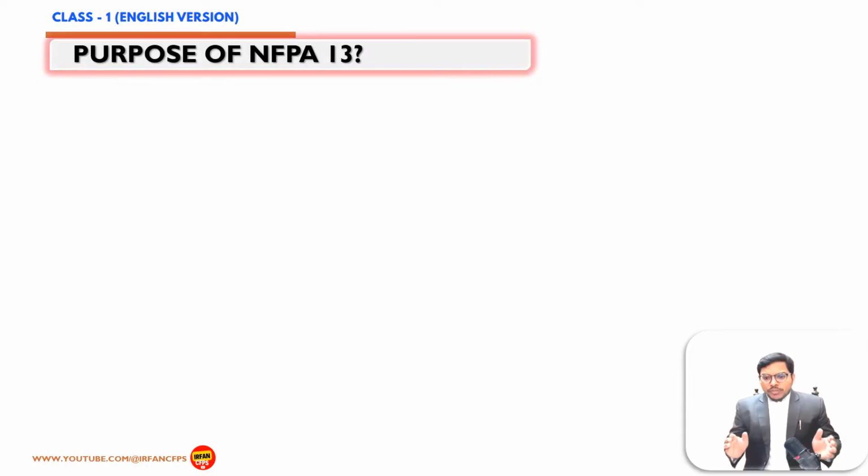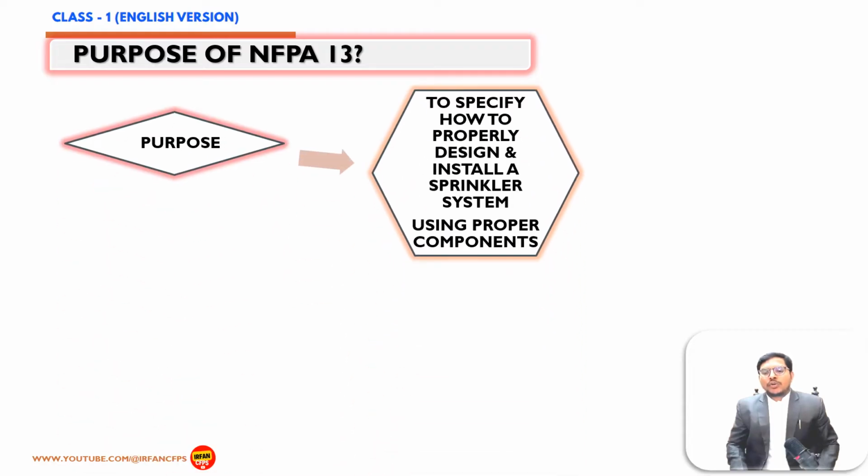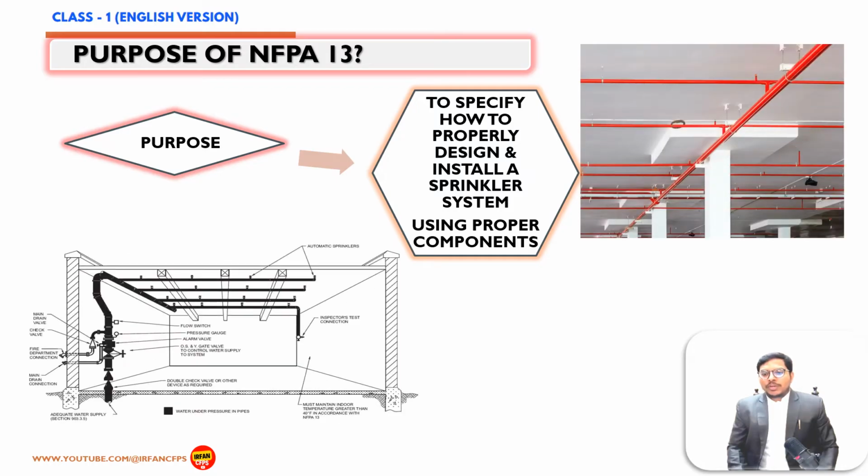Let's jump into our second topic, the purpose of NFPA 13. The main purpose is to specify how to properly design and install a sprinkler system using the proper components once it has been determined that a sprinkler system is required.